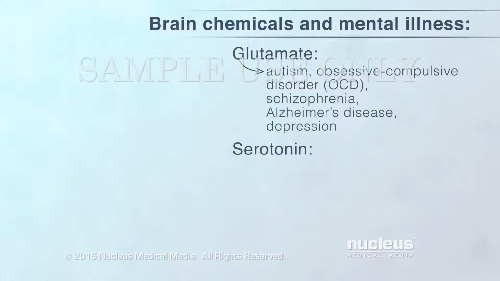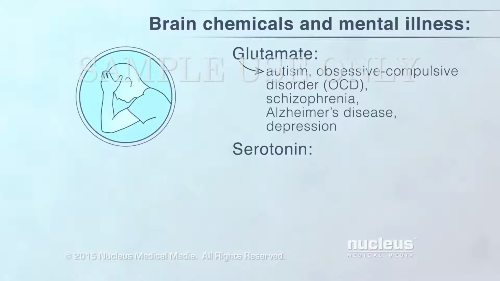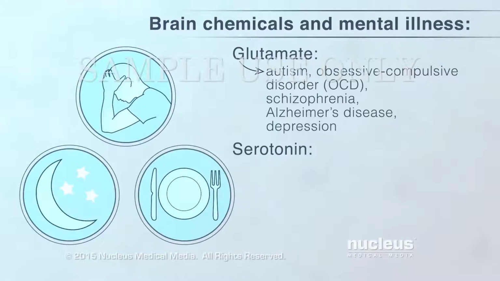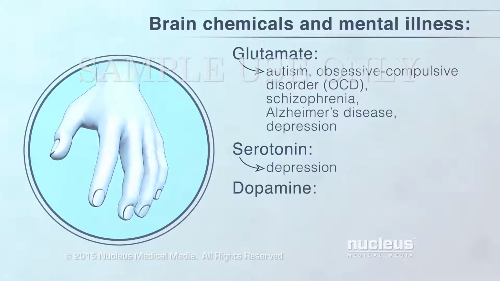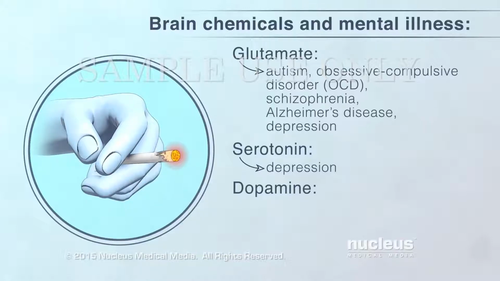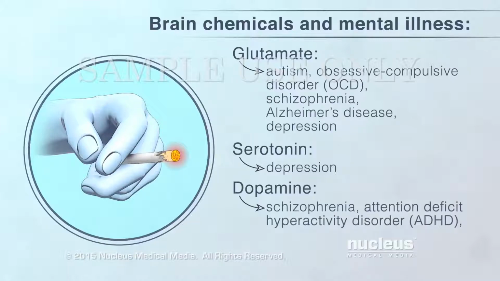Serotonin, another chemical messenger, helps control mood, hunger, and sleep. For example, people with depression often don't have enough serotonin. Dopamine helps control movement and is involved with feelings of pleasure and addiction. Low dopamine levels, or problems with the brain's ability to use it, may be linked to schizophrenia, attention deficit hyperactivity disorder, or ADHD, and other disorders.